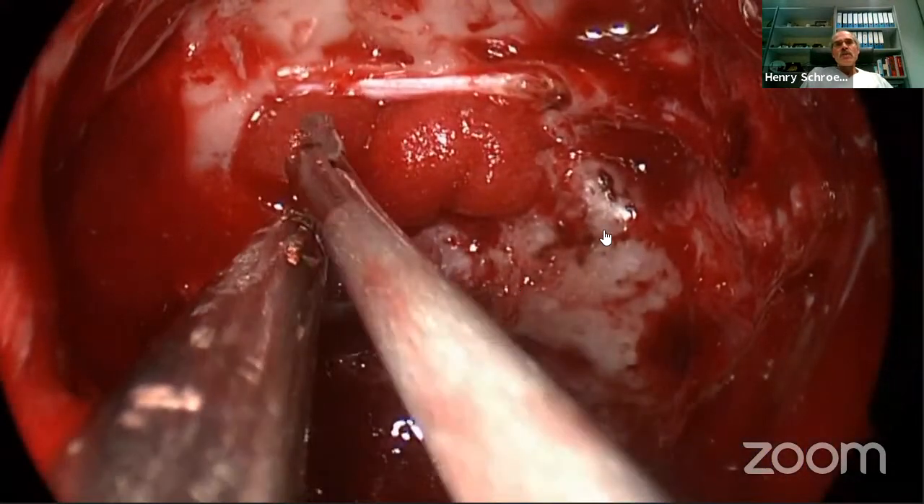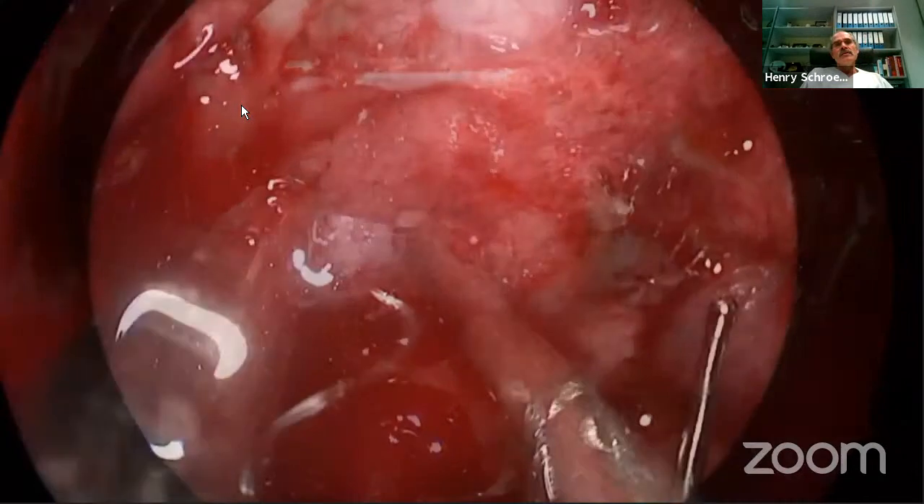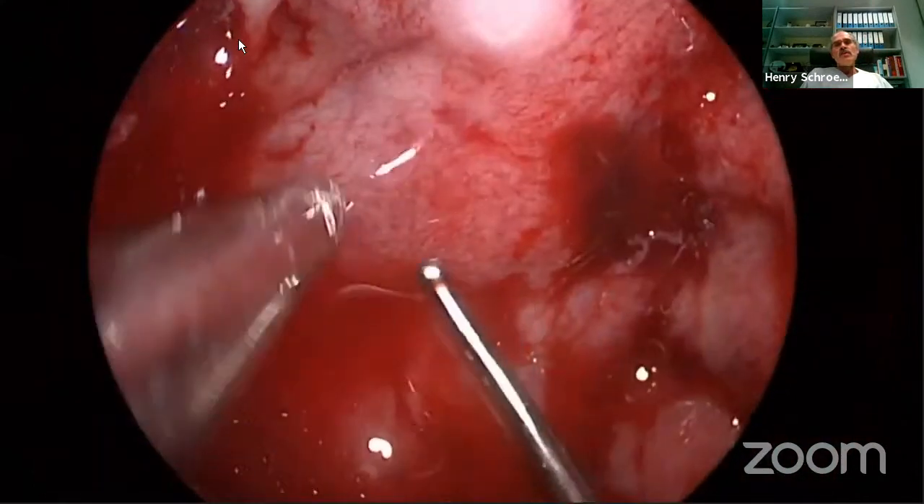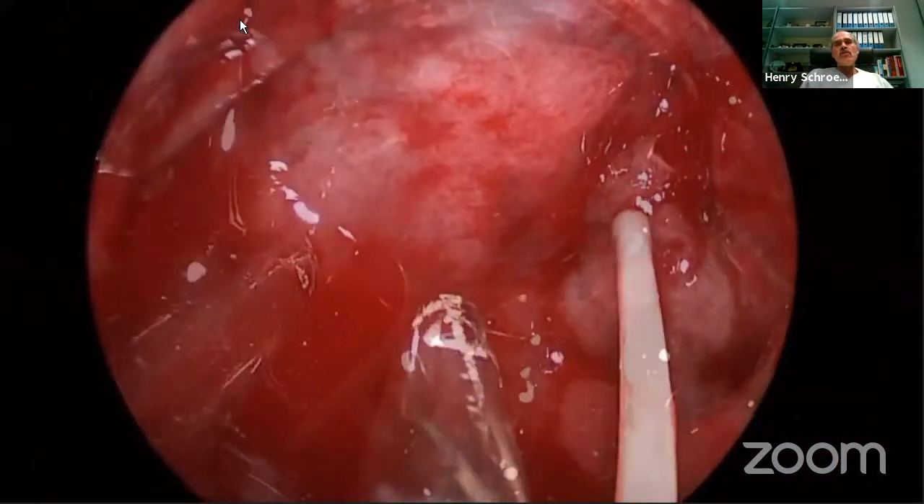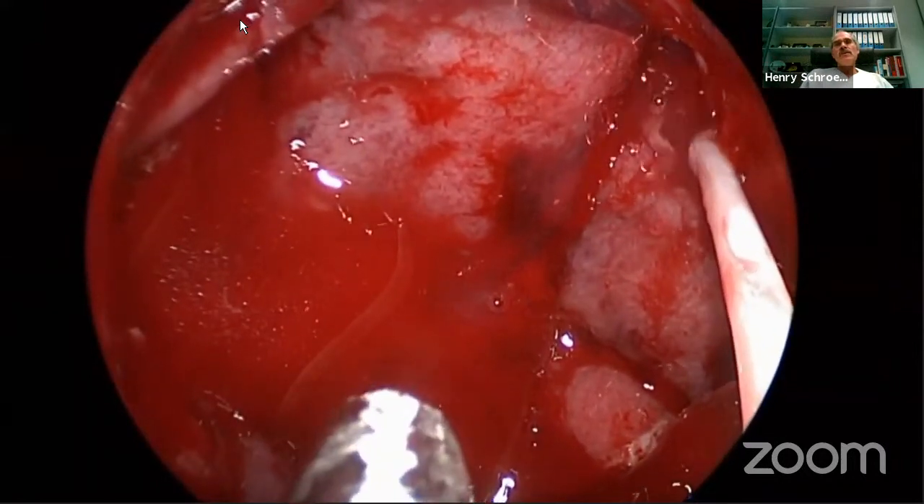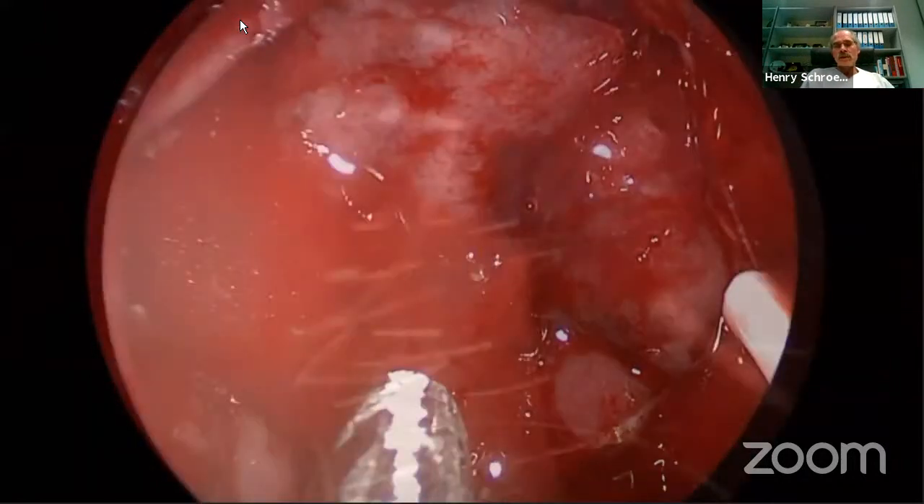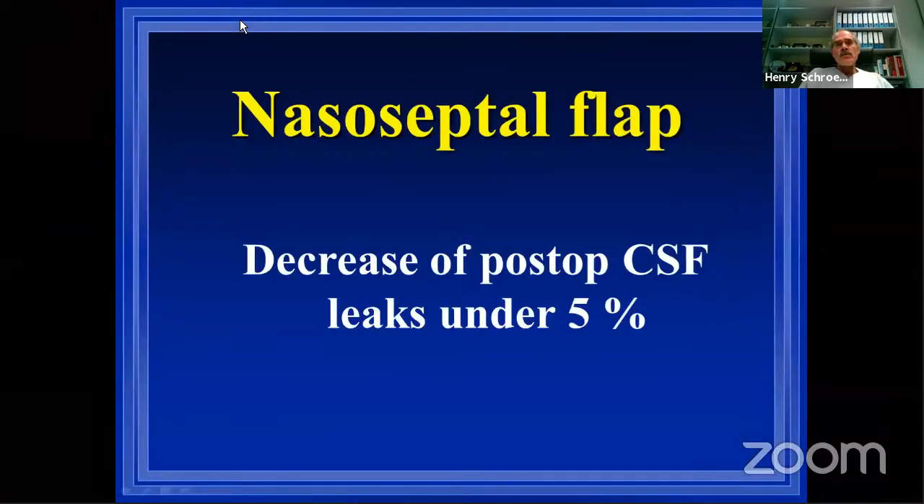So another patient, this was a meningioma, and here we just put gel foam because the arachnoid was completely intact. So if the third ventricle is not opened, you do not have such a high risk of CSF leakage, and then it's okay when you take gel foam and then the flap instead of taking fat. So with the nasoseptal flap, you can decrease the post-op CSF leak to under 5%. If you look at the literature, some people even state it's less, but if you are under 5%, I think it's a very good result.